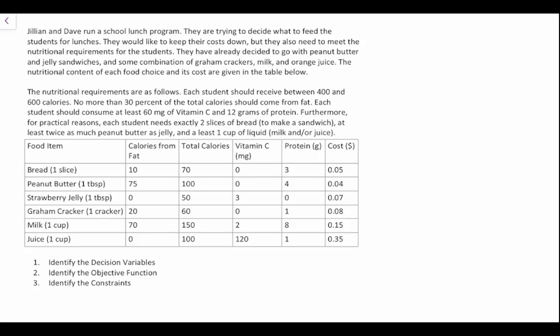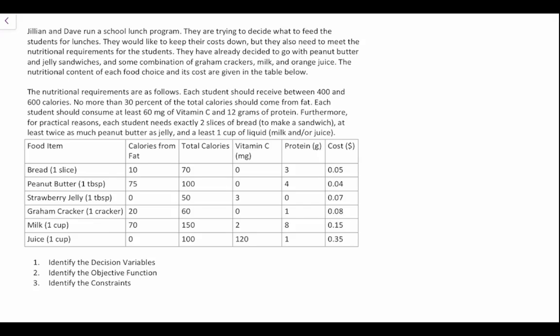So Jillian and Dave run a school lunch program. They're trying to decide what to feed the students for lunches. They would like to keep their costs down, but they also need to meet the nutritional requirements for the students. They've already decided to go with peanut butter and jelly sandwiches and some combination of graham crackers, milk, and/or juice. The nutritional content for each food choice and its cost are given in the table below. The nutritional requirements are as follows.